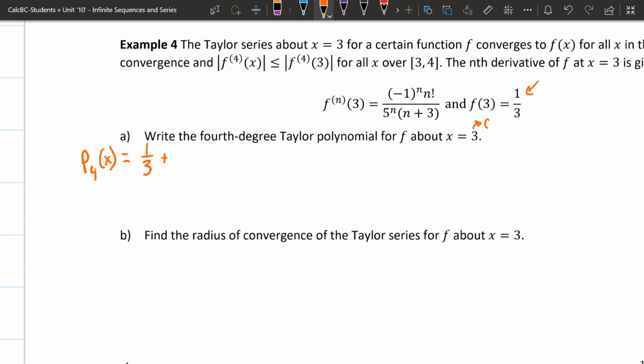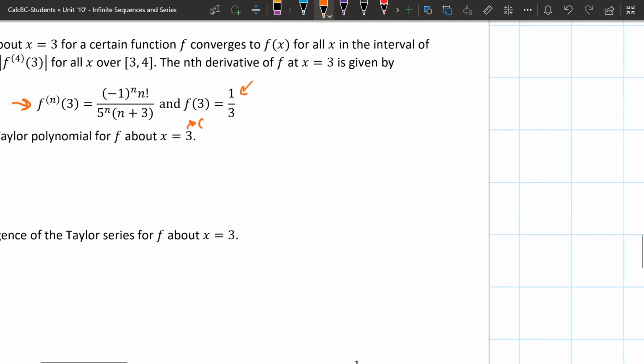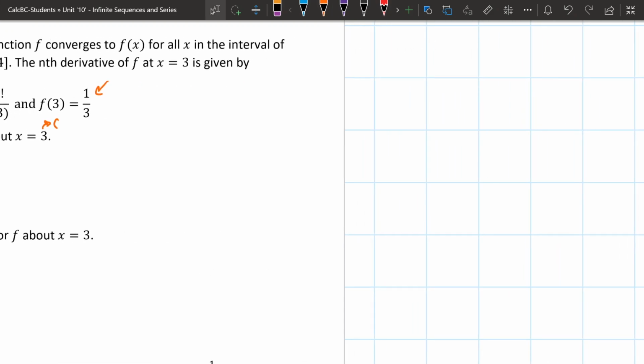But then we're going to need each of those derivatives out to the fourth degree to be our coefficients of each of our next terms. They don't give us that, but they give us essentially a rule to evaluate each of those derivatives at x equals 3. So we're going to have to do some work and find each of those. So let's do that. So f of 3 we already found is 1/3. All right, the first derivative of f.